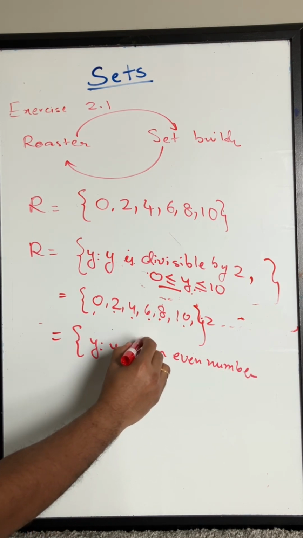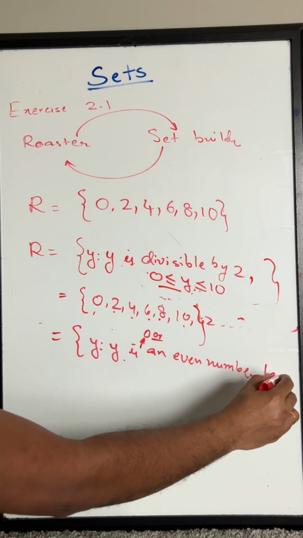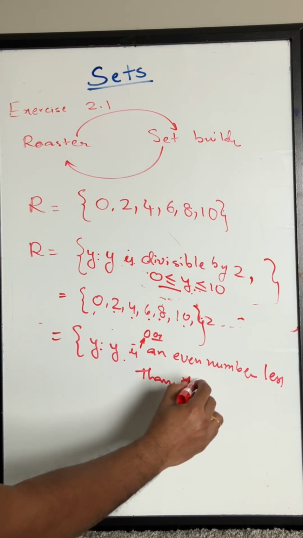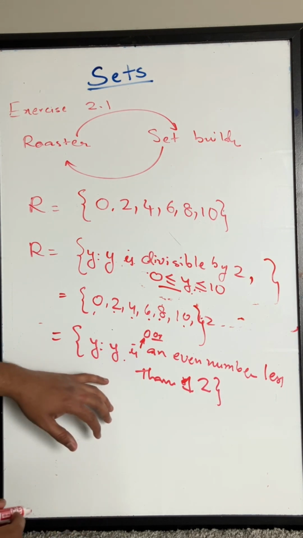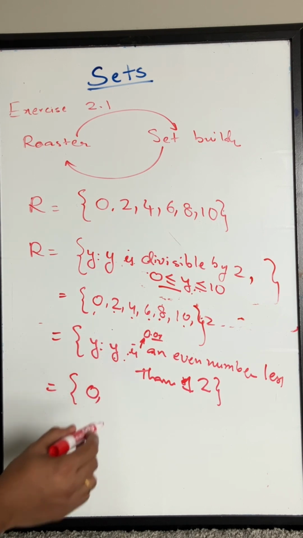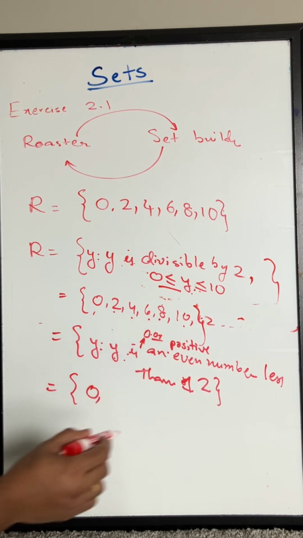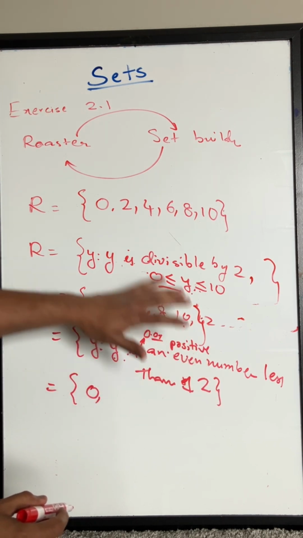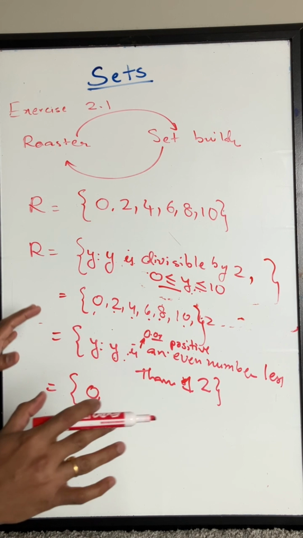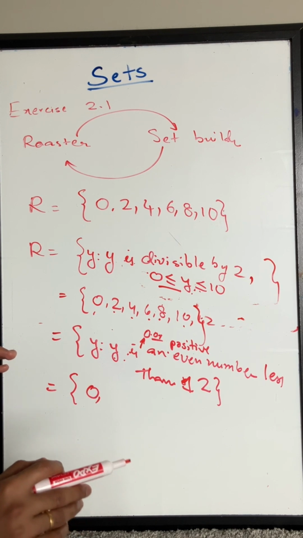Y is 0 or an even number less than 12. Okay, this also makes sense. Y is 0, or we can write positive even number. Yeah, this is a well-defined statement. Why did I put positive? Because with negatives, people think, okay, -2, -4 and all those things. To avoid that, I'm defining it in such a way that there are no doubts.